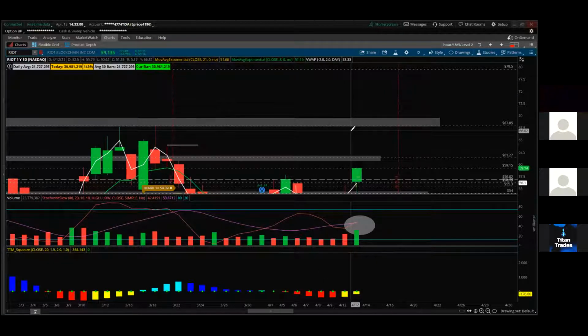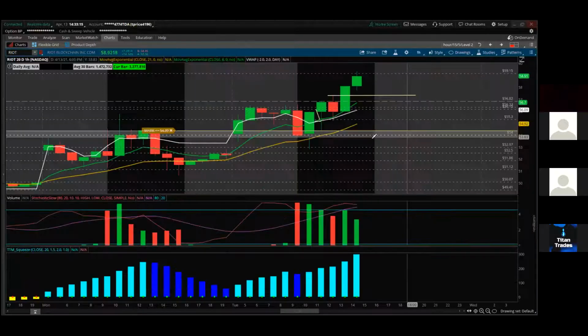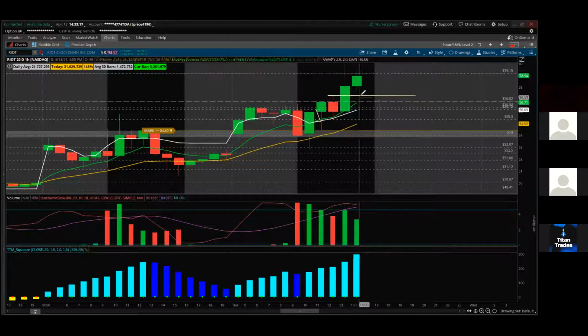I'm not really sure why Mara is dying when Riot's just going hardcore, but we can always just pick up Mara for a month out and pick up Riot on a potential retrace because it's been doing pretty well today. But yeah, I would definitely swing this as long as it can hold 57.25.